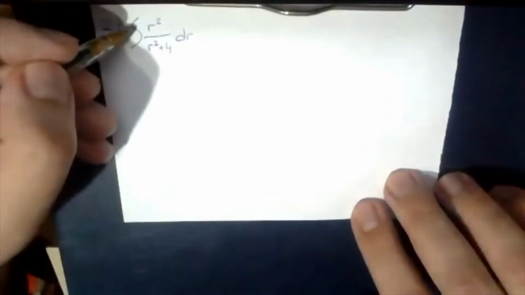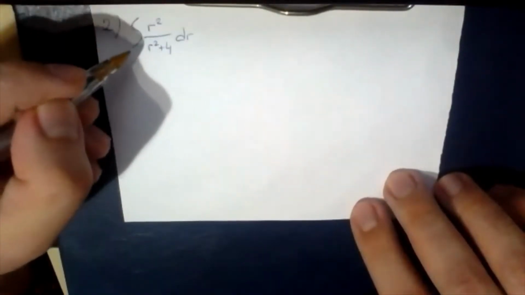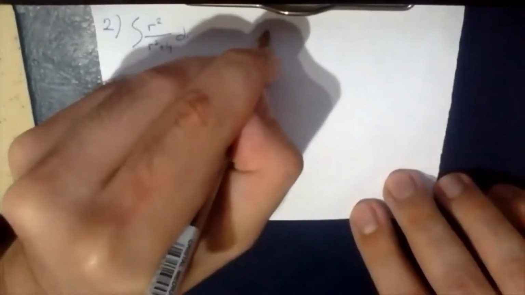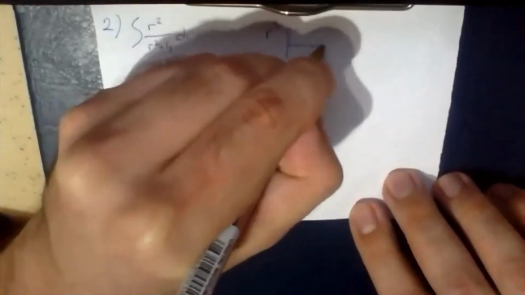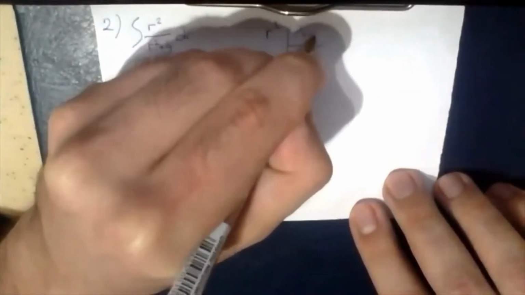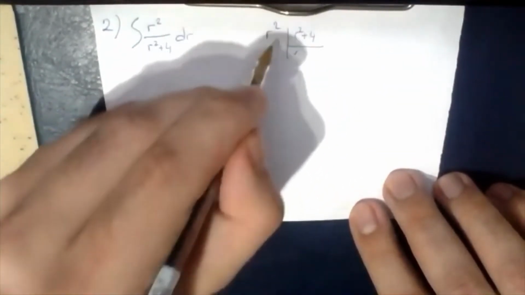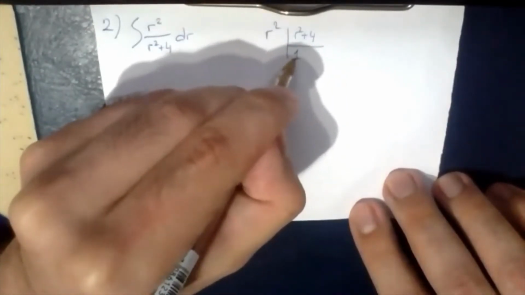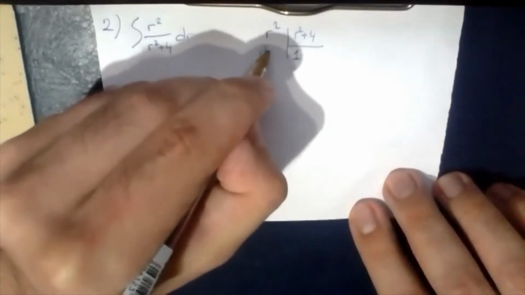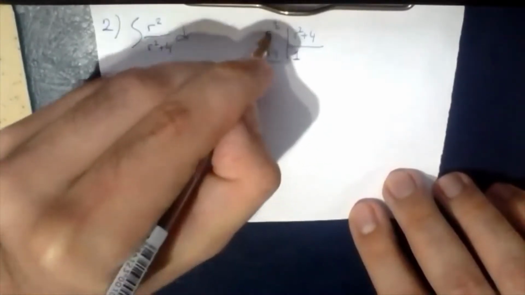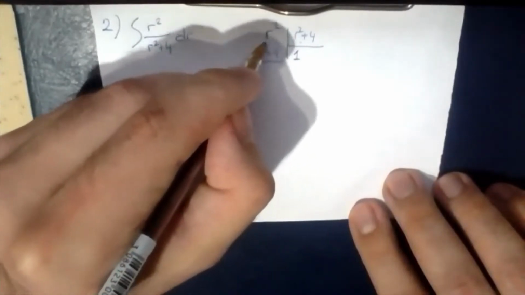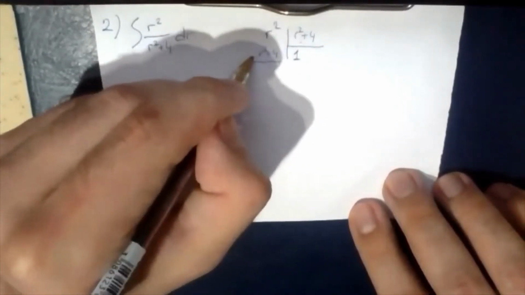Since the degree of the numerator is 2 and the degree of the denominator is also 2, first we do a polynomial division. When we divide r squared by r squared plus 4, how many copies of r squared plus 4 do we have in r squared? It was 1. 1 times r squared plus 4 is r squared plus 4. When we subtract it, r squared minus r squared is 0. Nothing left, minus 4.